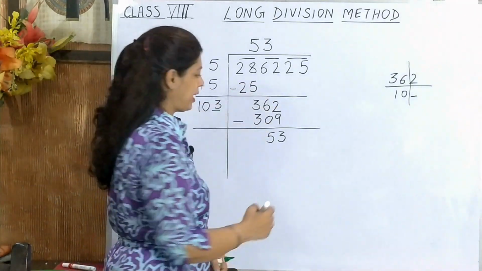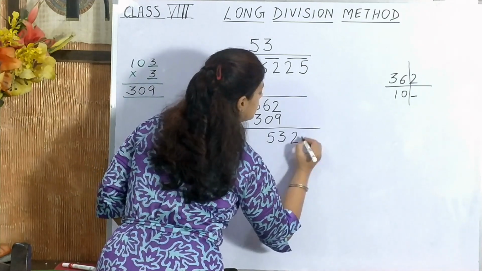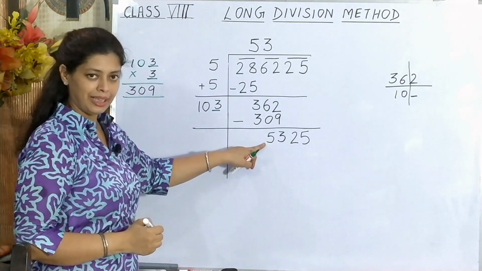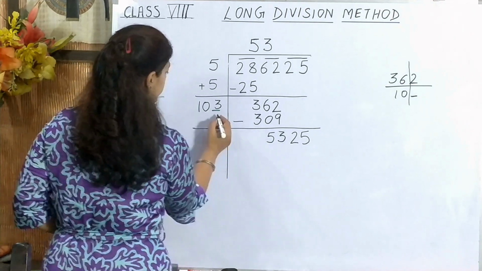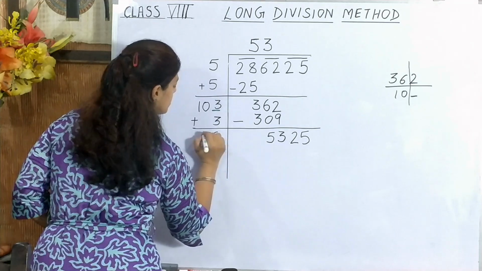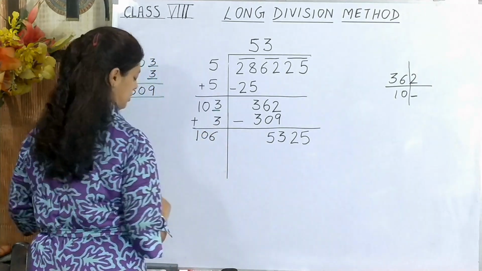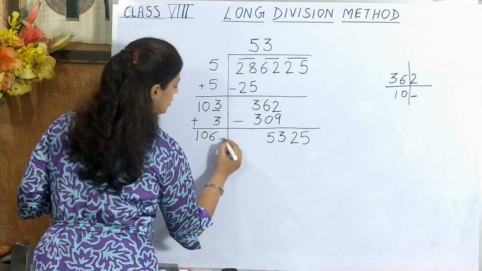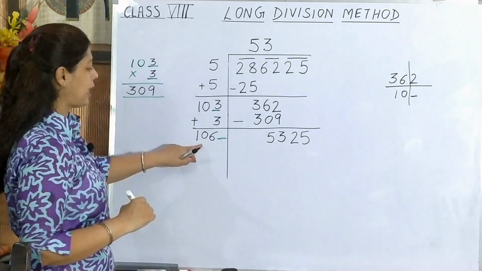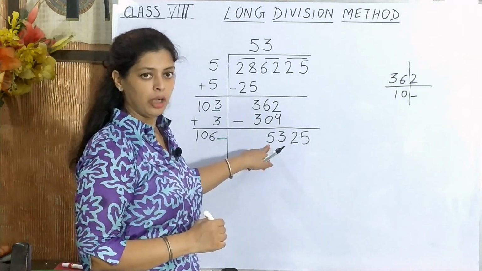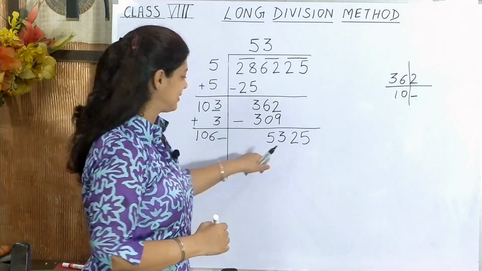Bring down the next pair, which is 25. So the new number in focus is 5325. Over here I add 3. 3 plus 3 gives 6, 0 and 1. Again 106 and the single digit number multiplied by the same single digit number should give me a number which is either equal to this or less than this.